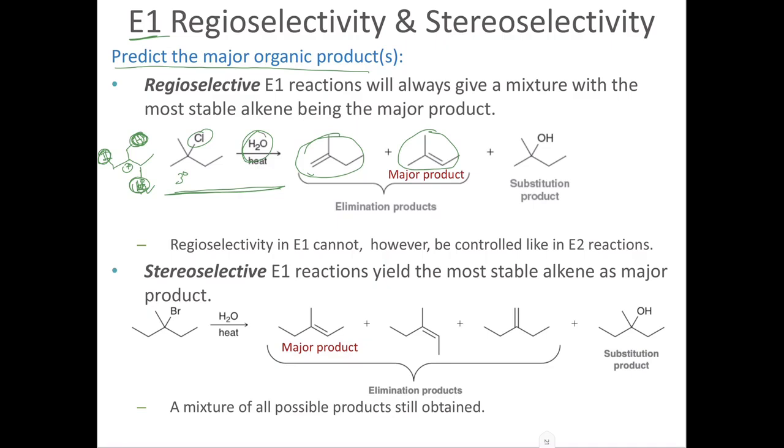We can also use the water as a nucleophile to form the SN1 product. So we form both SN1 and E1 products. Because we have two positions, this position and that position, that are different, we say that this reaction is regioselective. We have two beta protons that could be removed to result in different products.